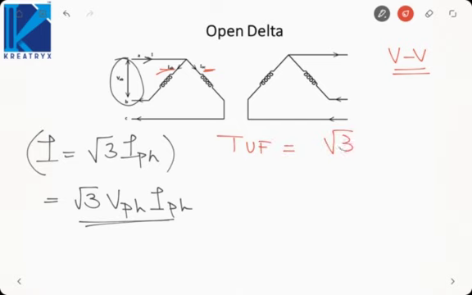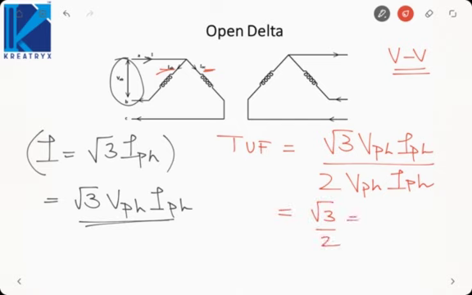Actual power drawn is root 3 V phase I phase, but capacity due to two transformers is 2 V phase into I phase. So it will be root 3 by 2, that is 0.866, that is 86.6%, which implies that I am only using 86.6% of the transformer capacity and not the total capacity of the transformer. That is, I am wasting 13.4% capability of the transformer. That much additional power I can draw, but I am not drawing in this connection.